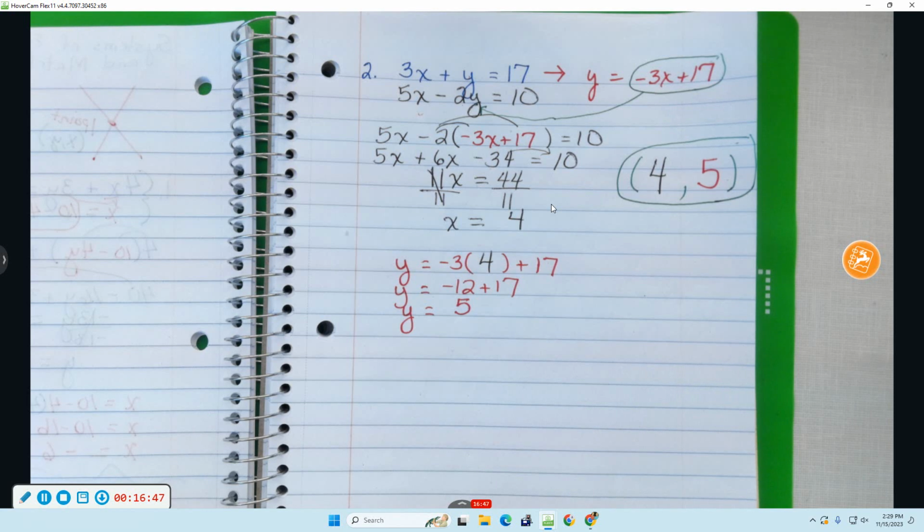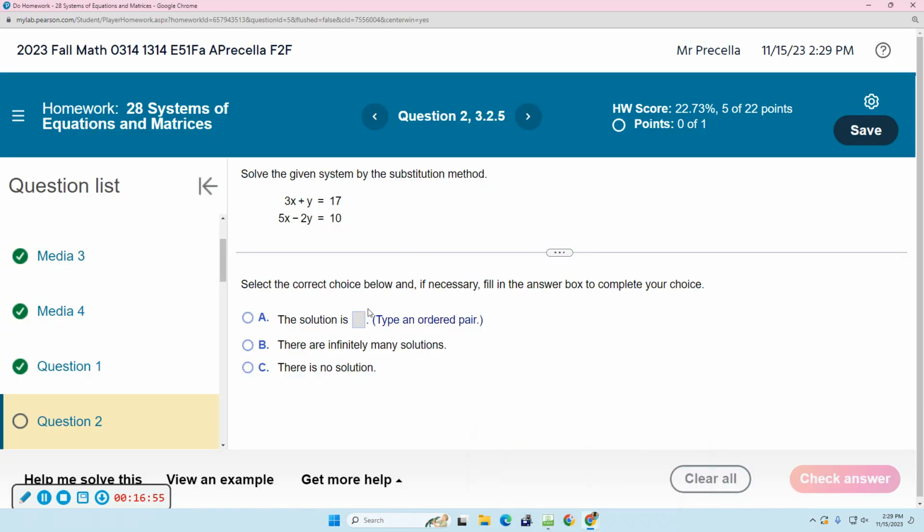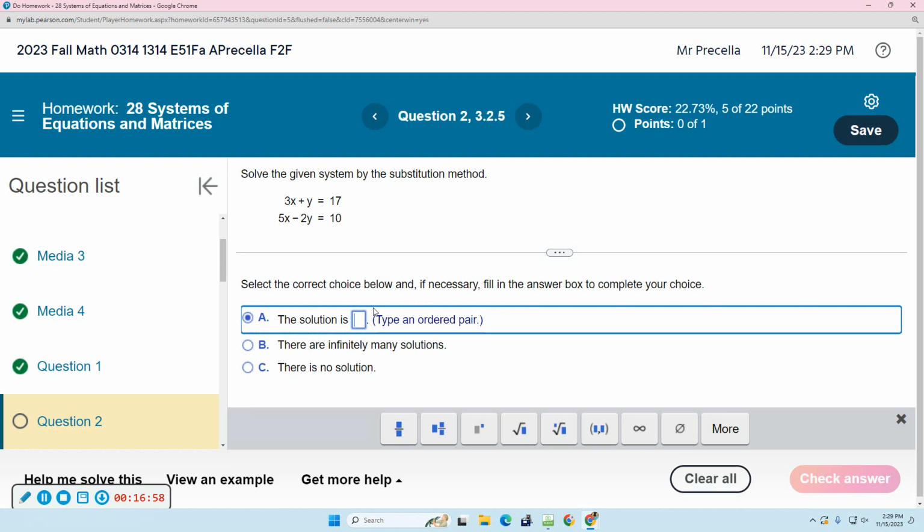Substitution is not my preferred method. I prefer elimination. And so, well, let me type in the answer that you got. So parentheses 4 comma, was it 5? Oh, what did I do? I don't know. Oh, parentheses 4 comma 5. What am I doing wrong? Oh, the number lock isn't on. Oh, there, of course.